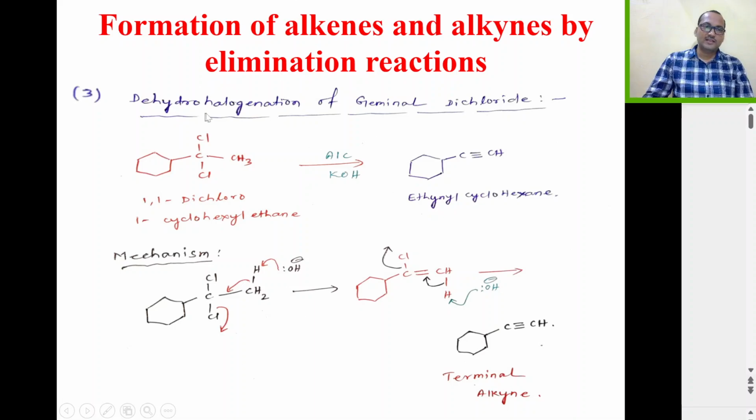The next method is dehydrohalogenation of a geminal dichloride. So this is the 1,1-dichloro-1-cyclohexyl-ethane. So if you use alcoholic KOH, you will end up with this alkyne. So here is the mechanism. So OH minus ion will take this proton and the CH bond will move here and it will kick out Cl as Cl minus. So you will end up with this intermediate. So again this OH minus ion will take this proton and the CH bond will come here and it will kick out Cl as Cl minus. So you will end up with this terminal alkyne.